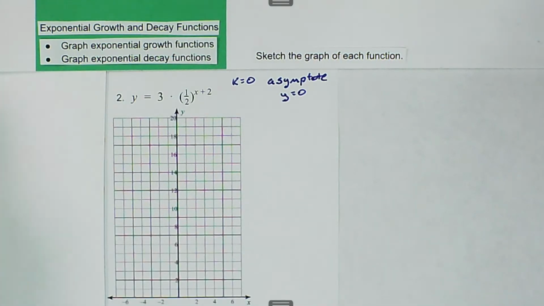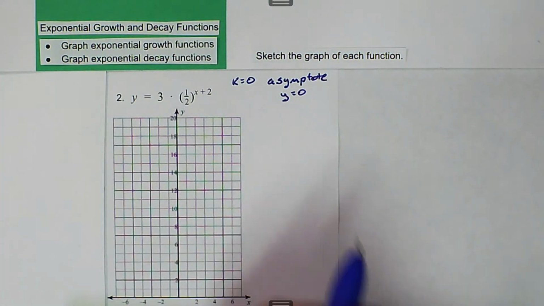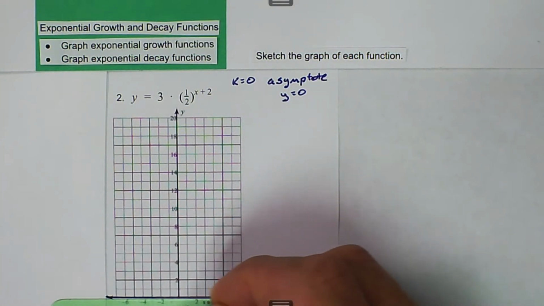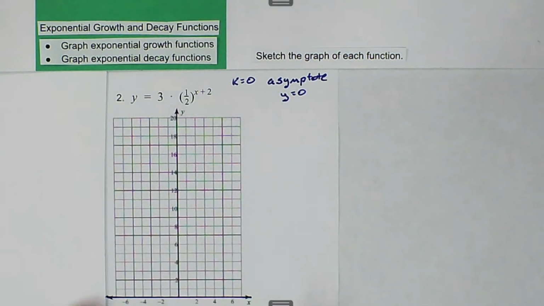So with our asymptote being y equals 0, what we want to do is just sketch this y equals 0 right here. And that way we know that this is where our graph is going to get to, but it will never cross. So that's y equals 0 right there.